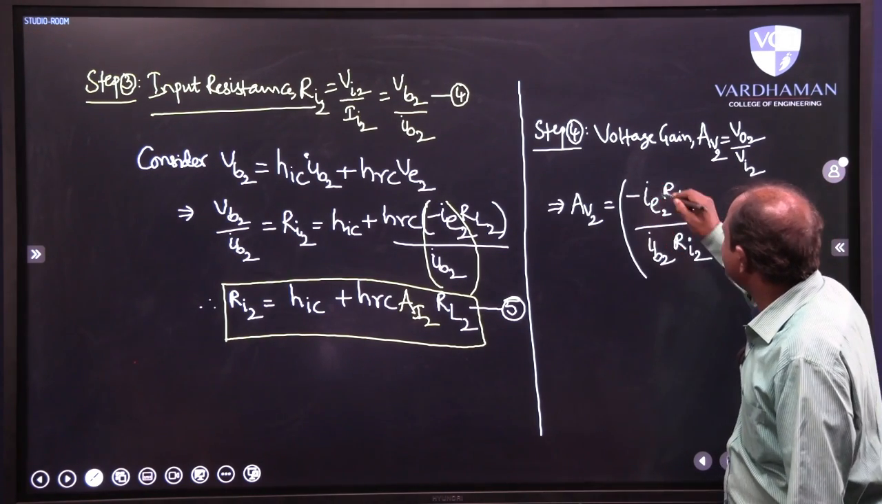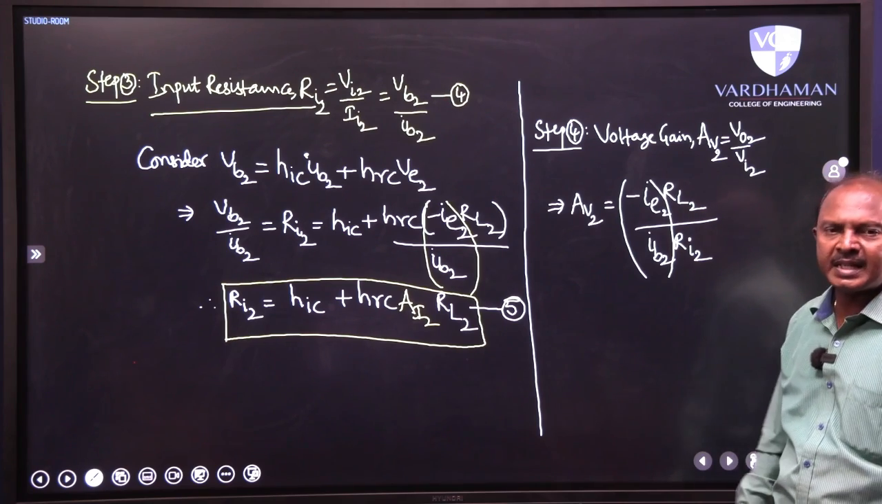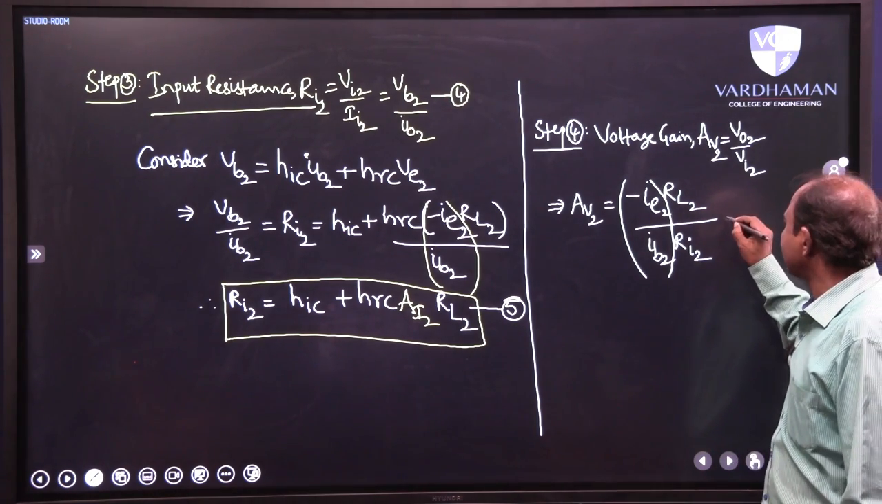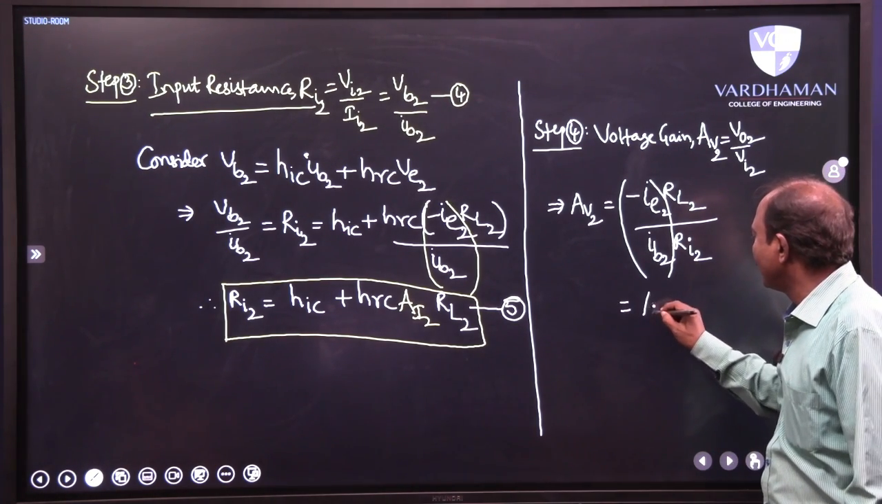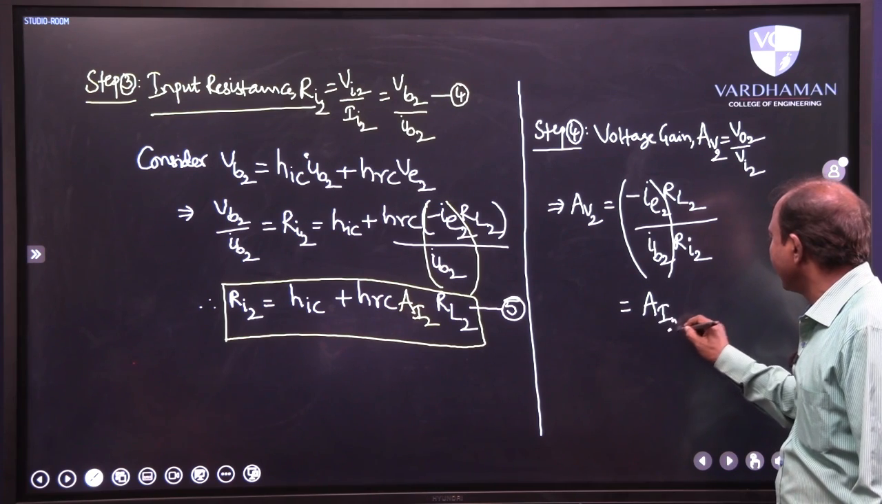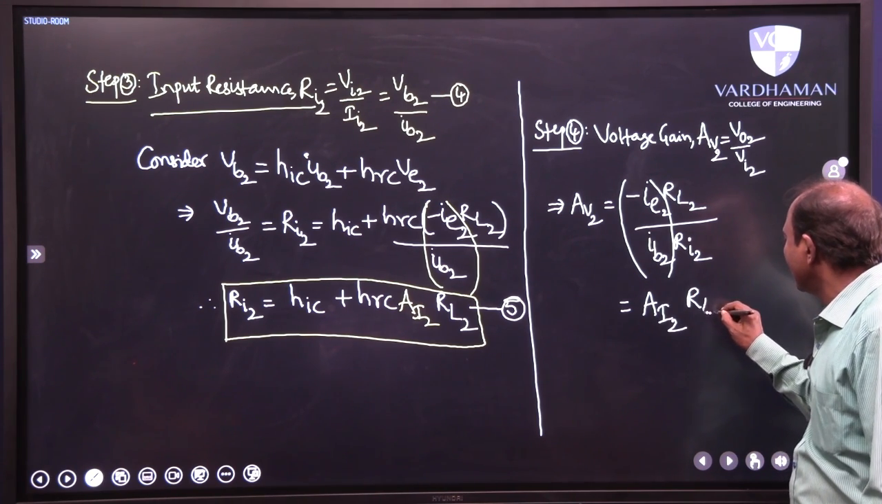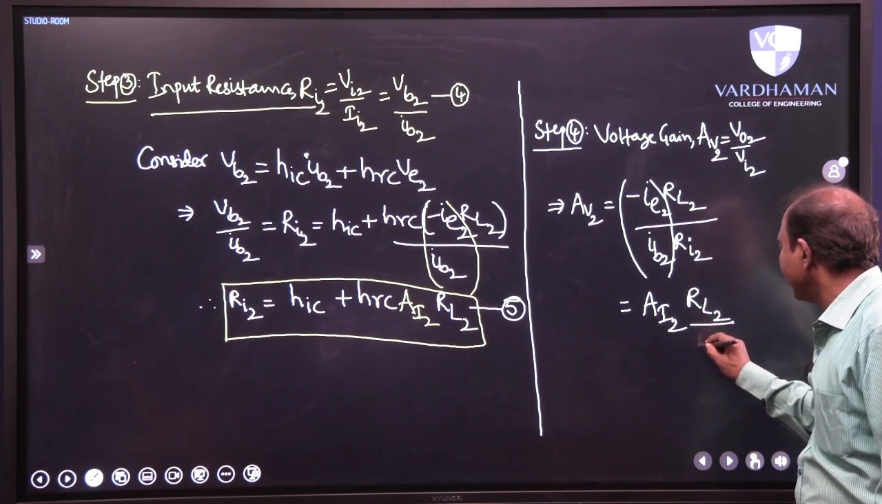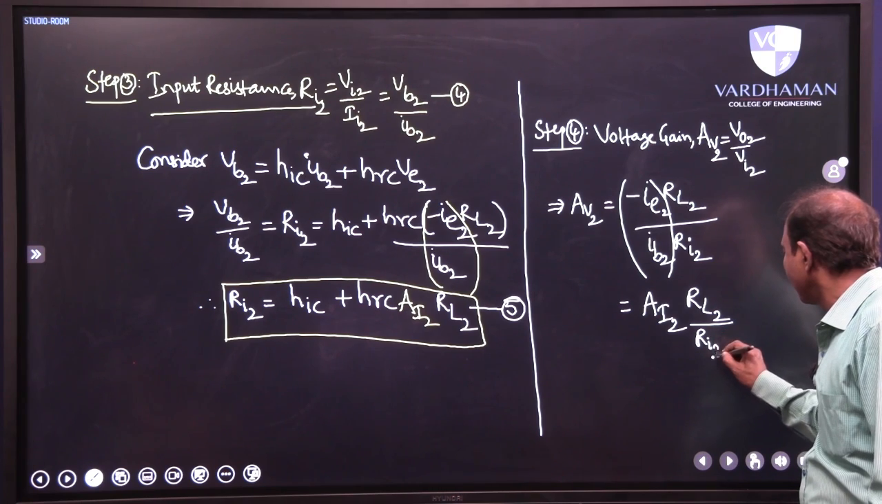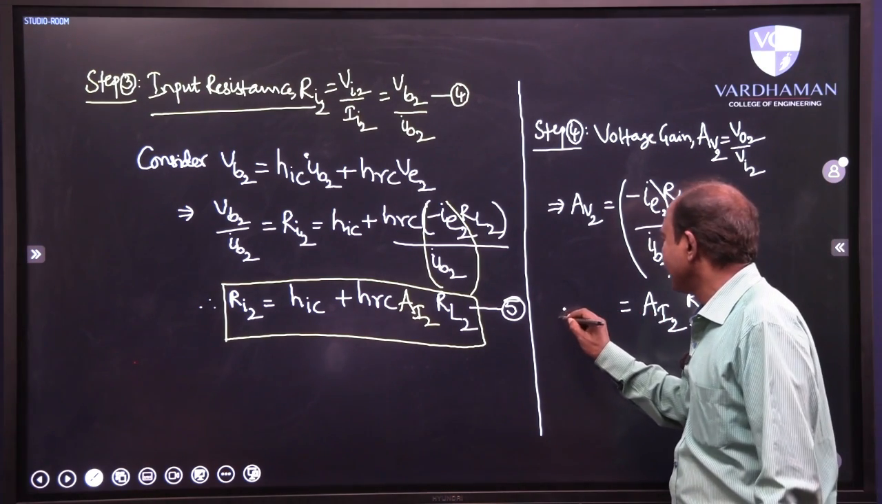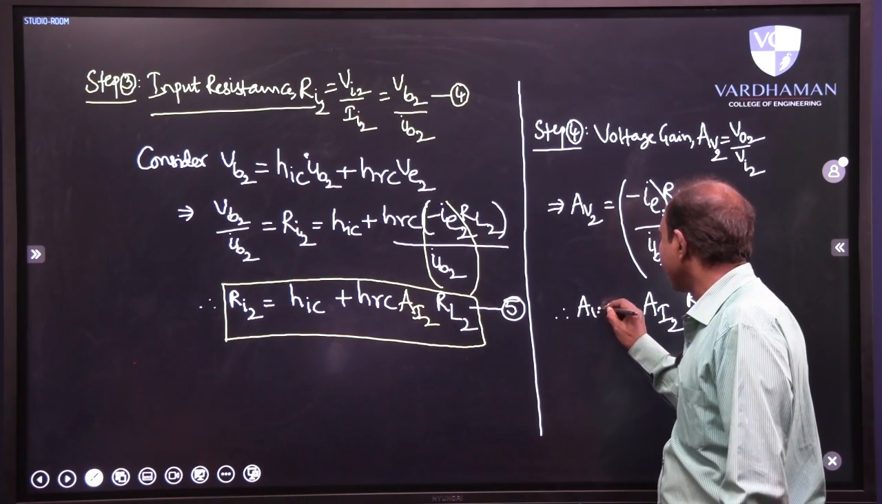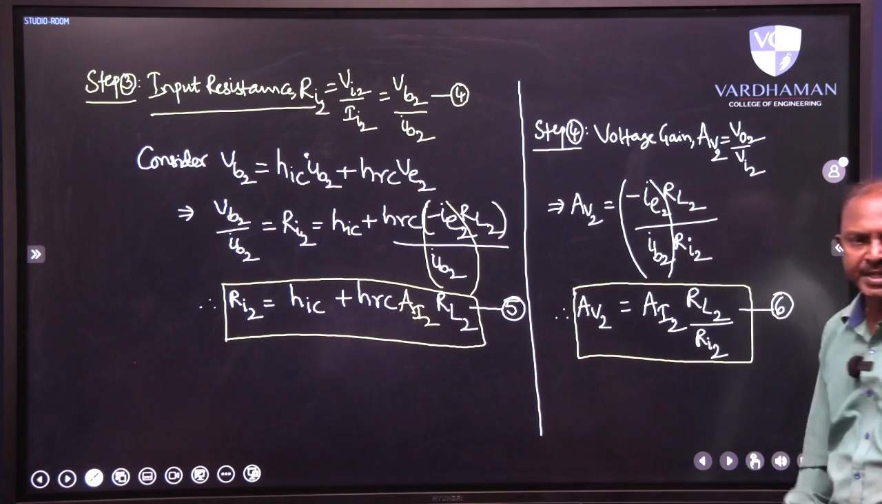But minus IE2 by IB2 is nothing but current gain. So this is AI2 into RL2 by RI2. This is the formula for voltage gain.